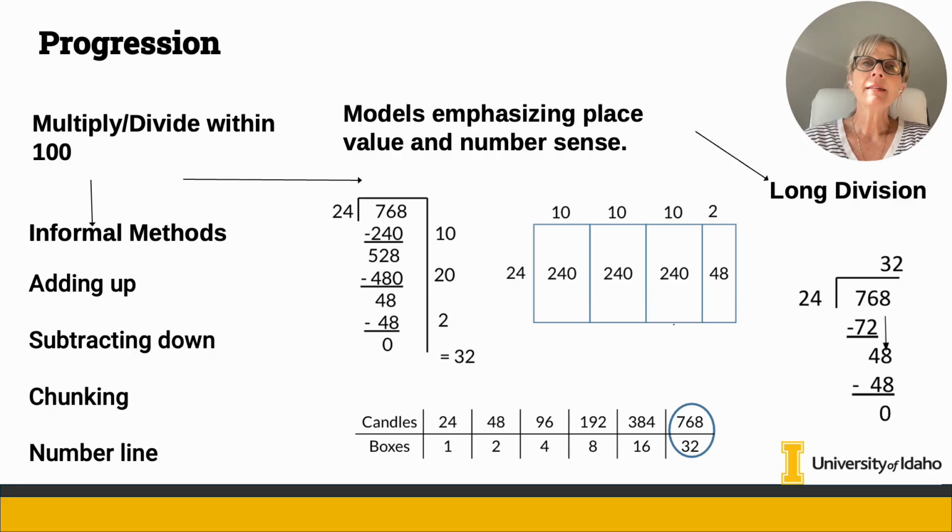In the standards, we can see a progression. We'll start with multiplication and division with 10s or 100s. Then we'll move to those informal methods we've talked about: adding up, subtracting down, chunking, or using number lines. Then we move to models that emphasize place value and number sense, like the partial quotient model, area model, or even ratio table. Finally, in 6th grade, kids are first introduced to the standard algorithm for long division. We can see this progression as we go through the standards.